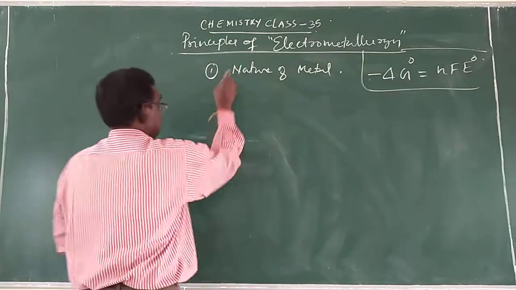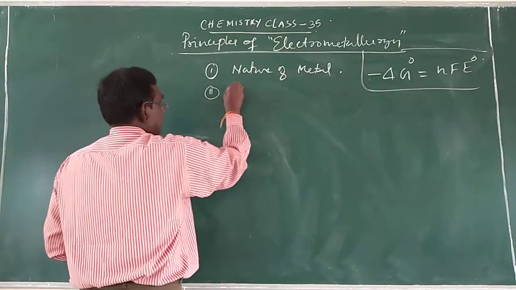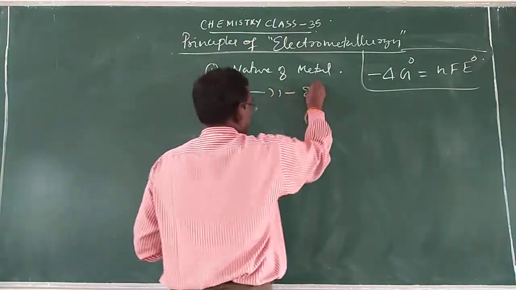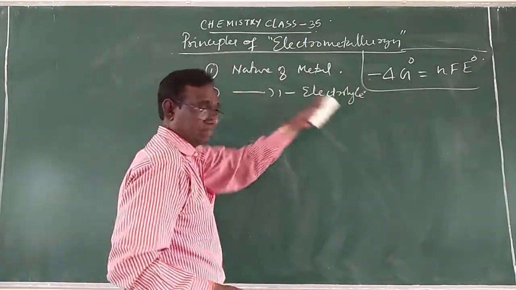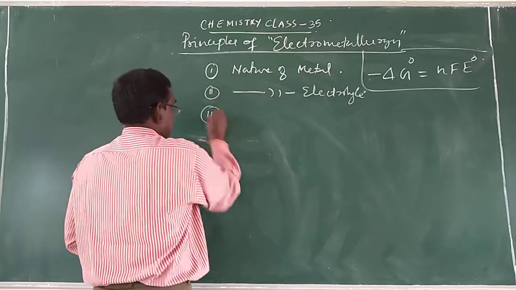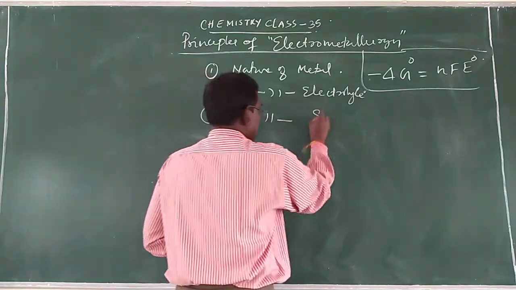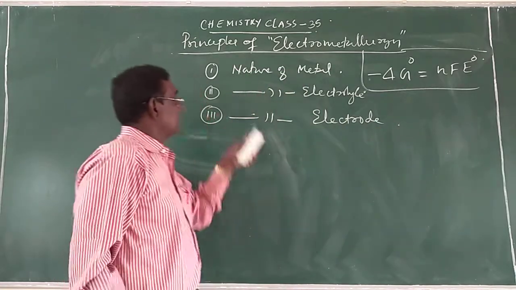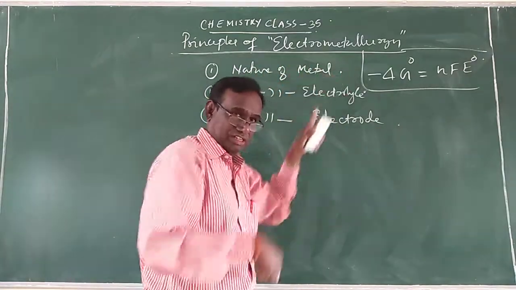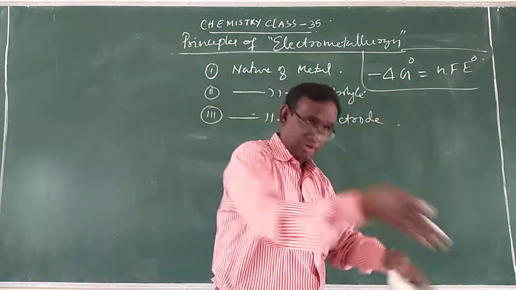That is one. First one, nature of the metal. Second one, nature of the electrolyte you are going to use. Next, number three, nature of the electrode you are going to put in the electrolysis.